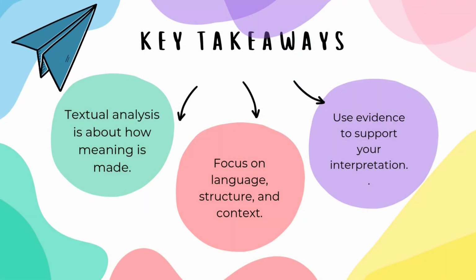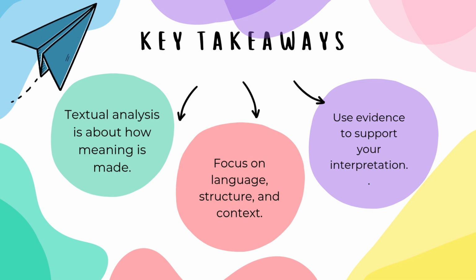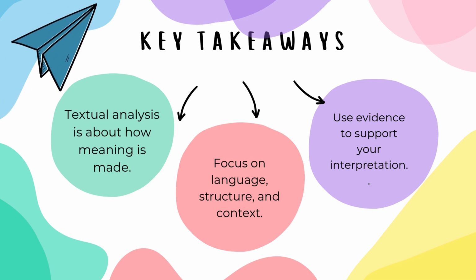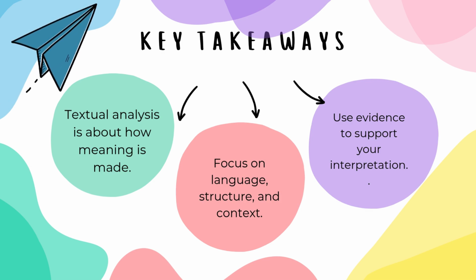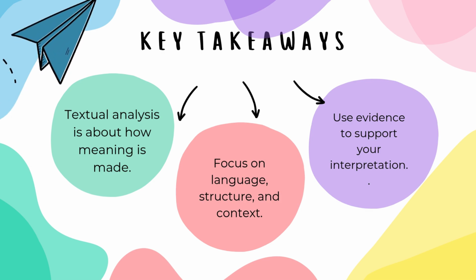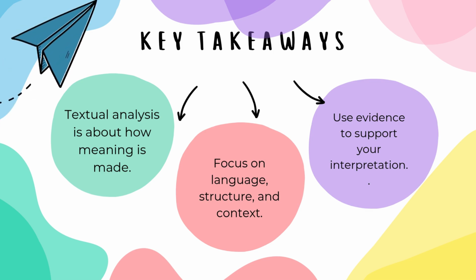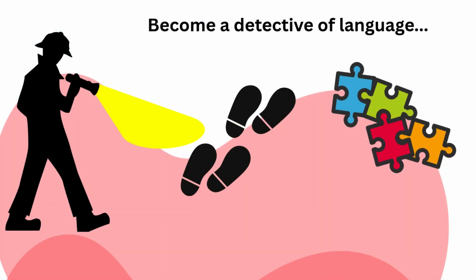Here are some key takeaways. Remember that a textual analysis is about how meaning is made, okay? So look at it from the lens of the author and look at it from the lens of an investigator. So you're trying to investigate what the author is trying to say, what meaning is being made from that, and what he or she wants the audience to take from that. Remember that you want to focus on language, structure, and context. So within that, pull out things that you want to analyze. Last but not least, can't stress this enough, use evidence to support your interpretation. Remember that a textual analysis helps you become a sharper reader and a stronger writer. It's like becoming a detective of language.